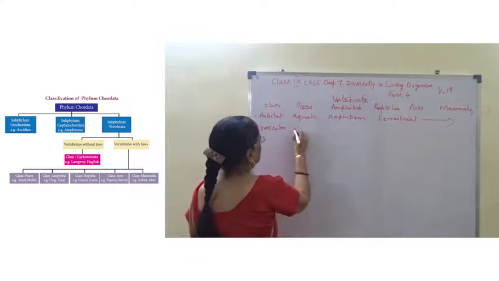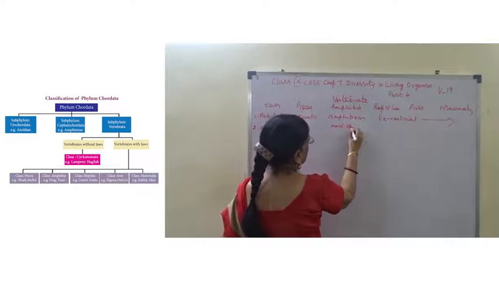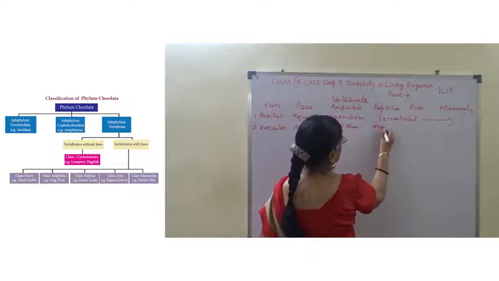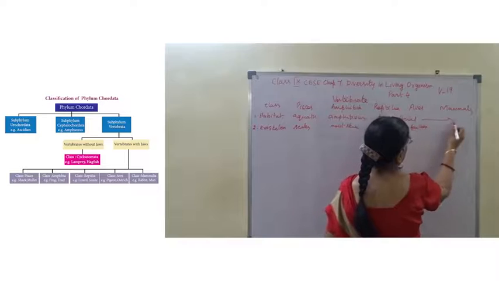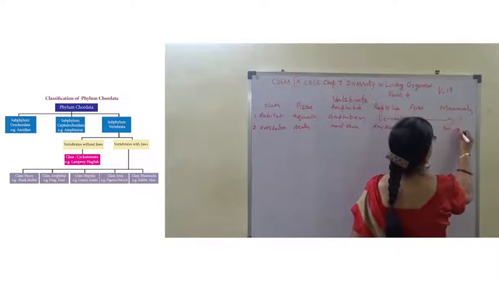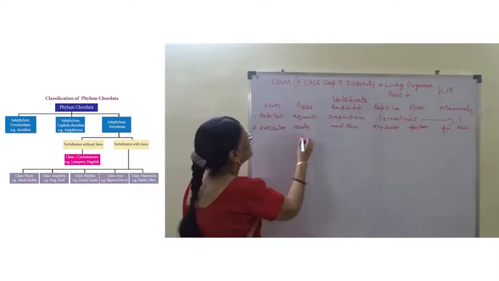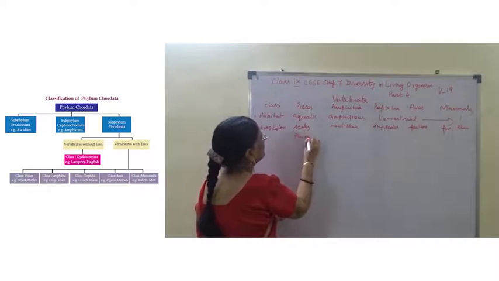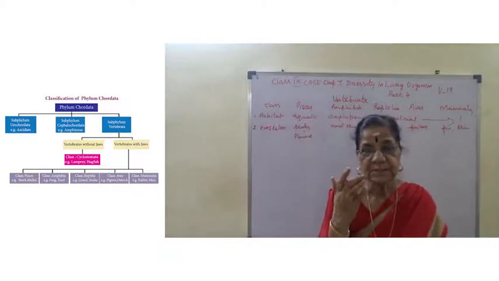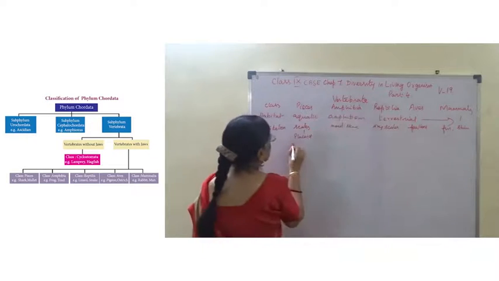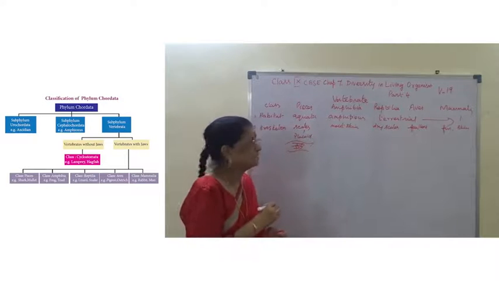Here they have scales. Amphibians have moist skin. They have scales, moist skin, reptilia have dry scales, apes have feathers, mammals have fur and skin. I hope you understand. So in pisces, placoid scales. Scales are arranged one within the other. These are placoid scales. Right?